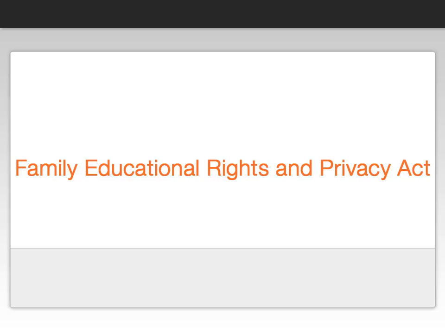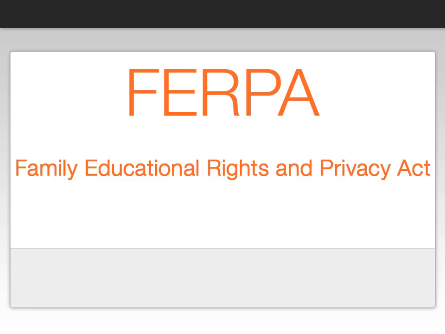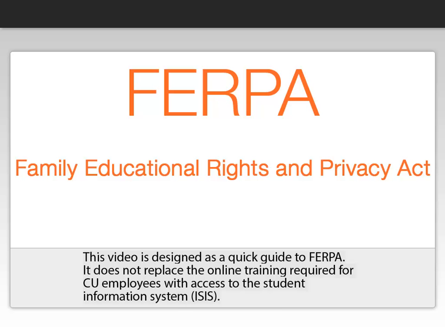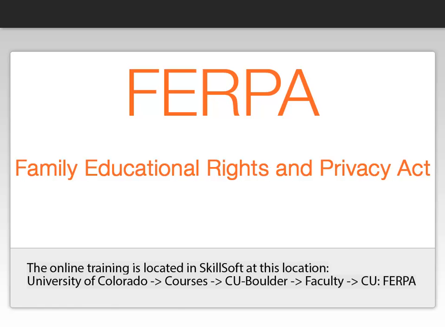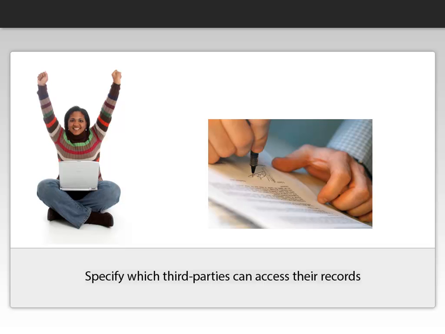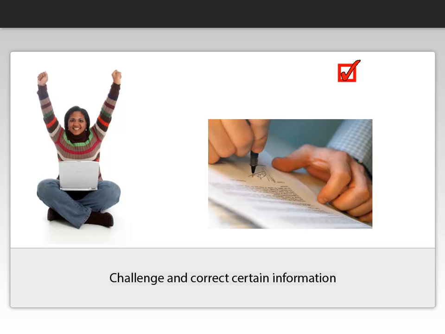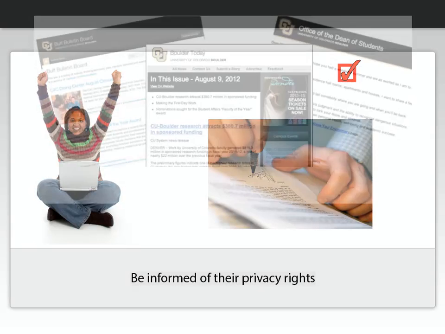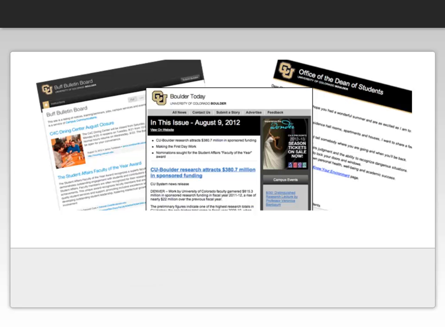The Family Educational Rights and Privacy Act, or FERPA, is a federal law established in 1974 to protect student privacy by limiting access to their educational records. It identifies 4 fundamental rights of students: the right to access their educational records, to specify which third parties may access their records, to challenge and correct certain information in the records, and to be informed of their privacy rights.